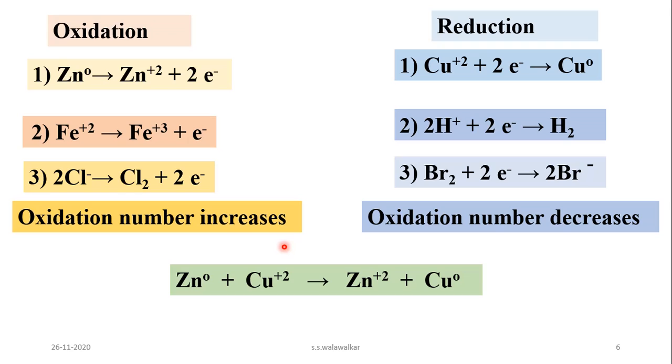Here zinc loses 2 electrons and forms zinc +2 ion, and copper +2 ion accepts 2 electrons, which are donated by the zinc, and forms copper metal. So one substance loses electrons, another substance gains electrons. So transfer of electrons takes place from one species to another species, and therefore this reaction is called a redox reaction. In this reaction, zinc acts as a reducing agent as it loses electrons, and copper accepts electrons, so it acts as an oxidizing agent. Zinc is the reducing agent here, copper is the oxidizing agent. So I hope you understood oxidation, reduction, oxidizing agent and reducing agent.